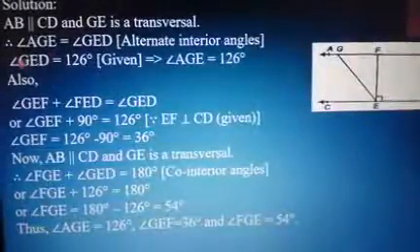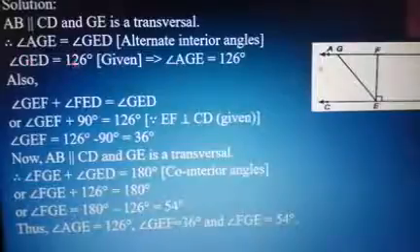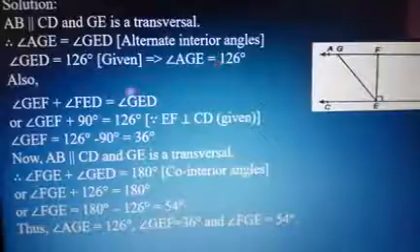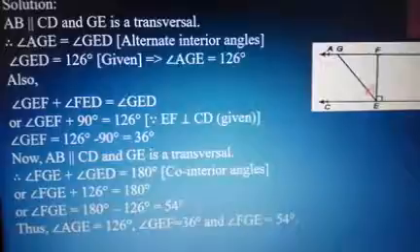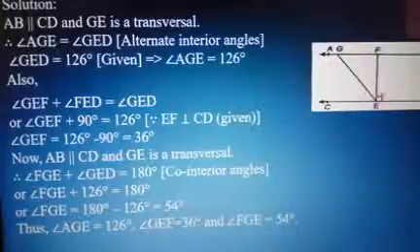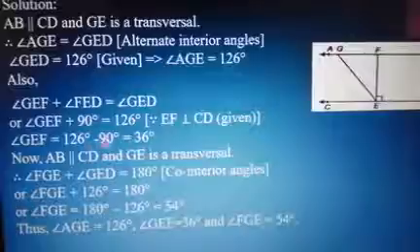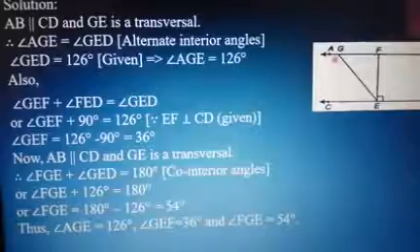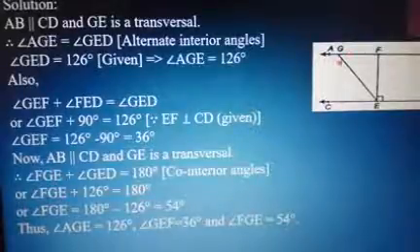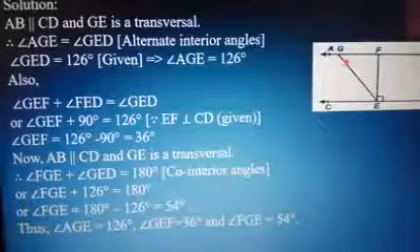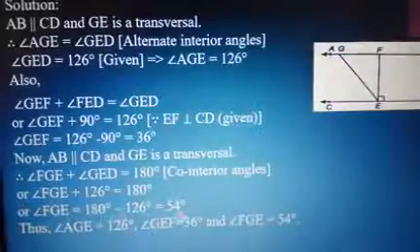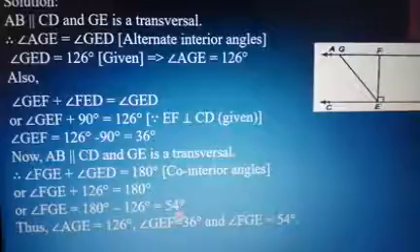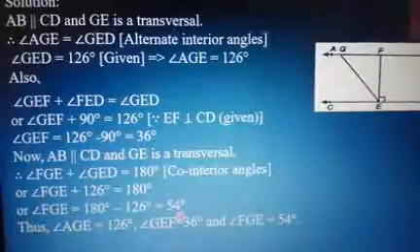So first, GED is equal to 126. Therefore AGE is also 126 because they are alternate interior angles. Then in the next step, in order to find this angle, it should be equal to 126 minus 90. So that is 126 minus 90, which is equal to 36 degrees. And then in order to find this angle, the sum of these two is supplementary. So this angle should be equal to 180 minus 126. So that is 54 degrees. Therefore angle AGE is equal to 126 degrees, GEF is equal to 36 degrees and FGE is equal to 54 degrees.